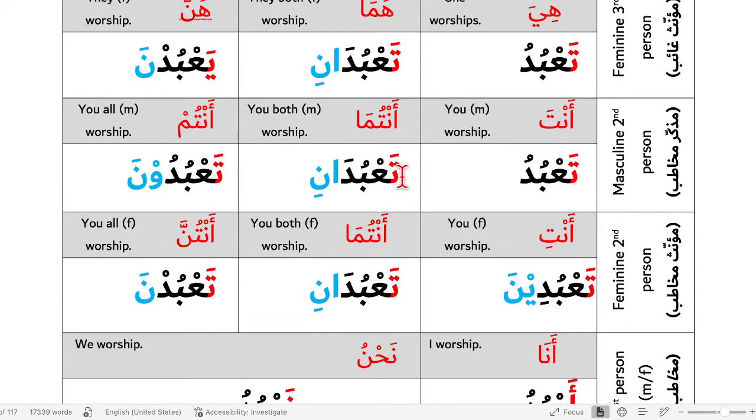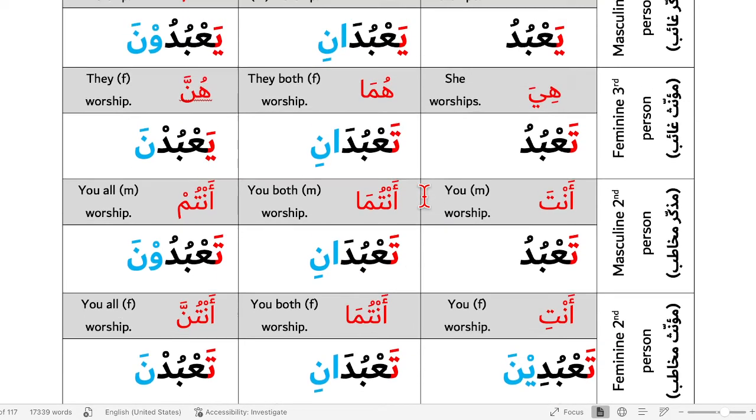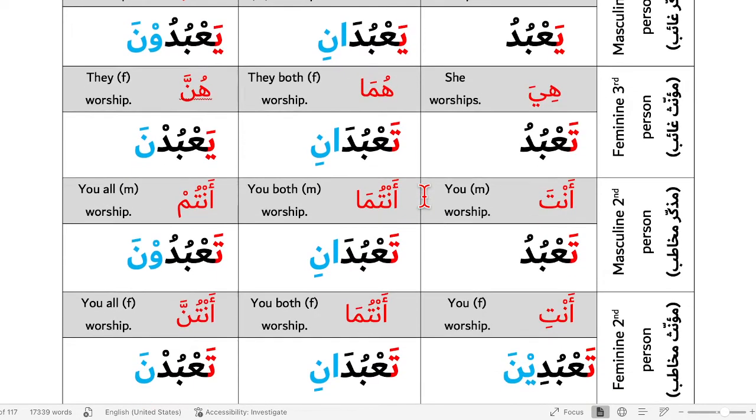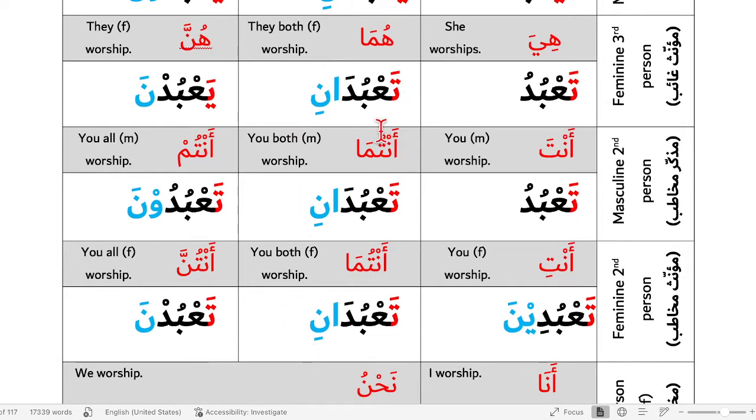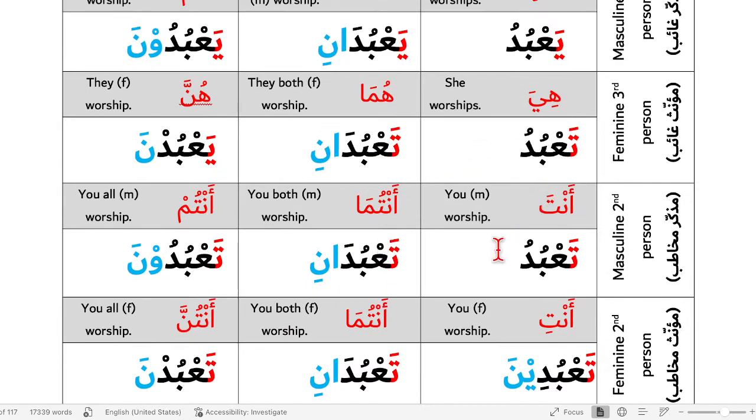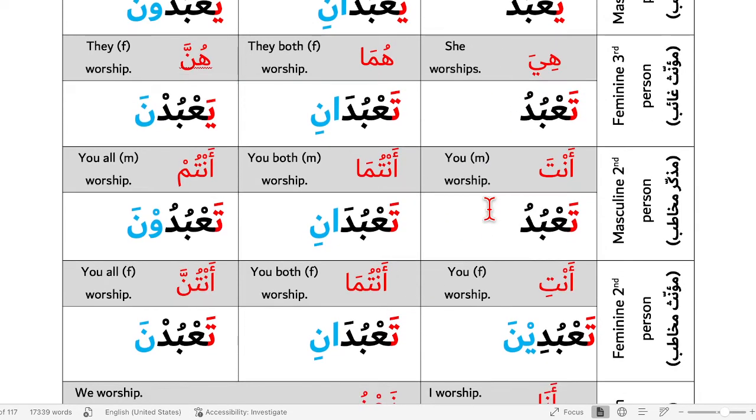The red ones, or the blue color, those are the additions here. You would note that these three forms are the same: tabudani, tabudani, tabudani. So it's easy to memorize. And these two are the same. So out of the 14 pronouns, these three are the same and these two are the same. The feminine third person is yabudna, and the feminine second person plural is tabudna, only ya, ta. This is how you're going to differentiate.